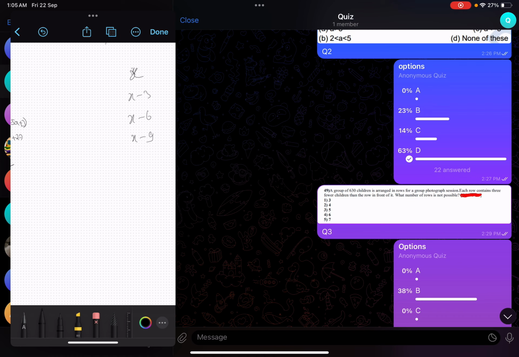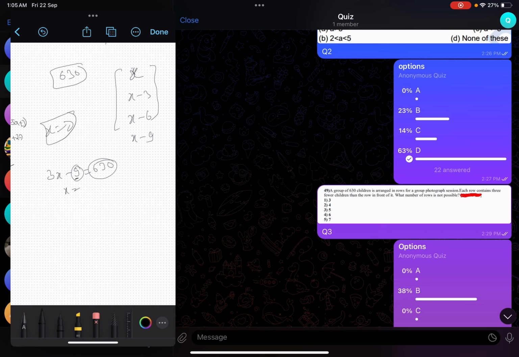If we take 3 rows, then we take only these 3 values. We are given that there are 630 children, and we need to find which is not possible. So let's add them all. It is 3x minus 9 equals 630. You don't need to calculate, just think. The 9 will be cancelled by 3, and 630 will also be cancelled by 3. We just need integer x. So 3 rows is possible.